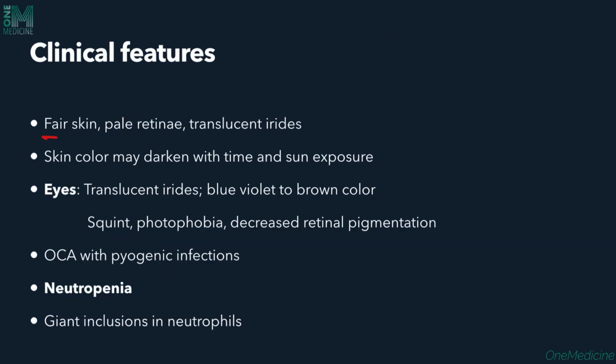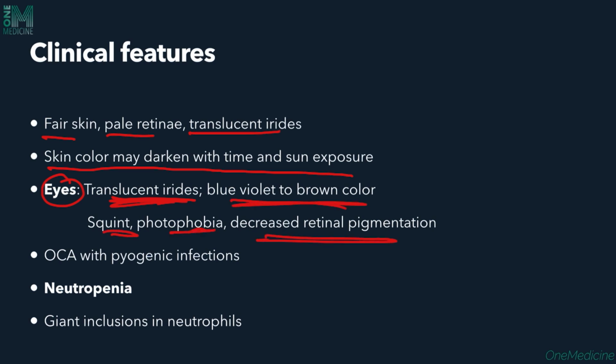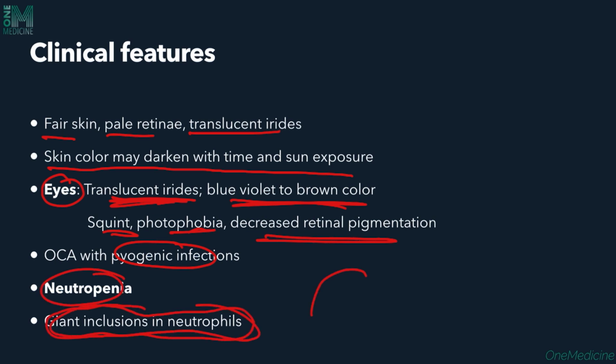Clinically, you see there's fair skin, pale retina, translucent iris. Skin color would darken with time and sun exposure. In eyes, you see there's translucent iris, blue to violet color iris, photophobia, decreased retinal pigmentation. With pyogenic infections, neutropenia, giant inclusions in the neutrophils would be present. Neutrophils will have giant granules.